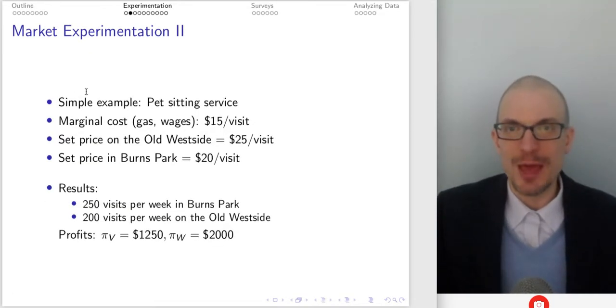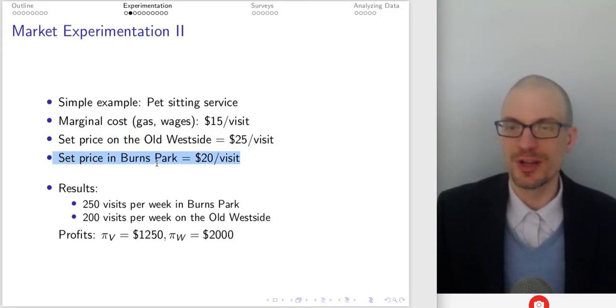Here's a simple example of how market experimentation might go. My simple example is a pet sitting service. Suppose our marginal cost, maybe gas and wages, is $15 per visit, and I'm going to set a couple of different prices. On the Old West Side, $25 per visit; in Burns Park, $20 per visit.